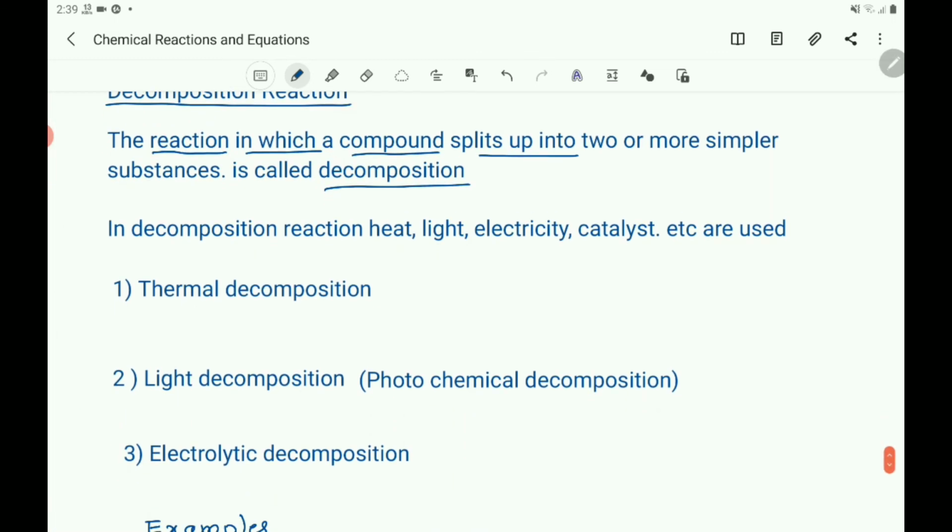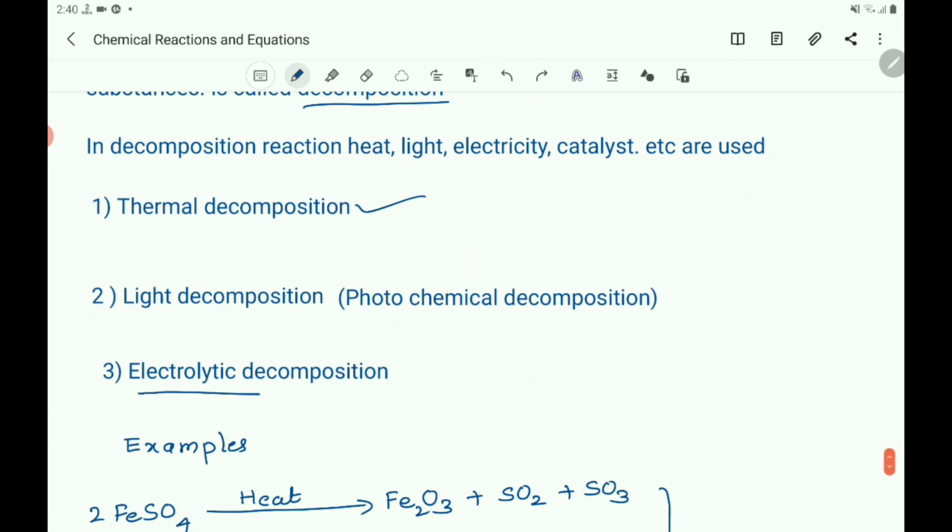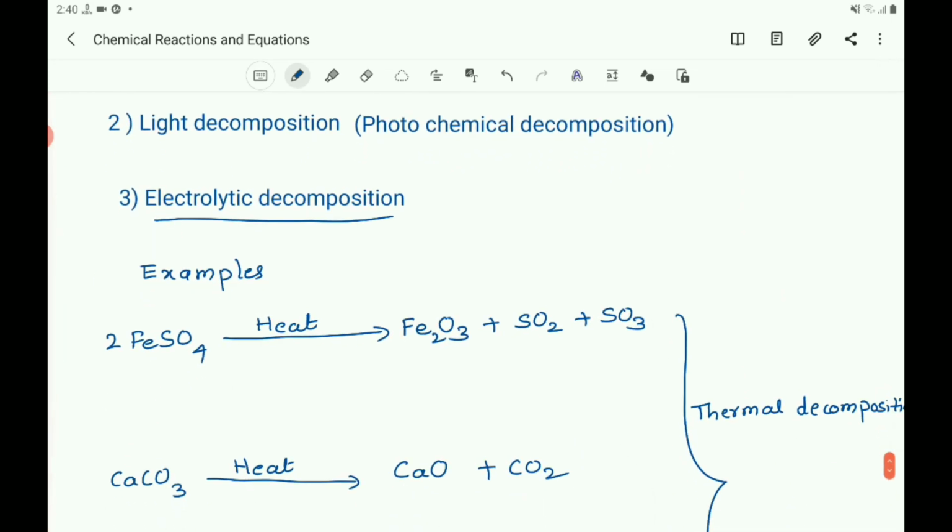If in decomposition reaction heat is used, then it is thermal decomposition. If light is used, then that is light decomposition or photochemical decomposition. If electricity is used, then it is electrolytic decomposition. You take some examples of decomposition.